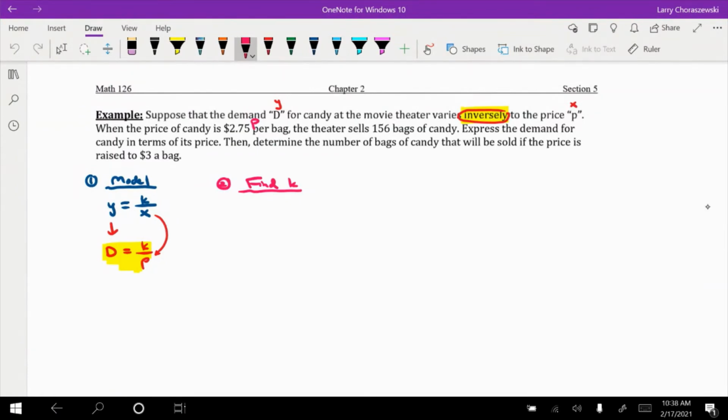This can be considered a particular value of demand. So let's allow D to be 156, and that's how much is sold when the price is $2.75 per bag. And we'll plug it into our model from part 1. 156 equals k over 2.75. And if you want to go ahead and solve for k and type in the chat bar what you get for it, that would be much appreciated.